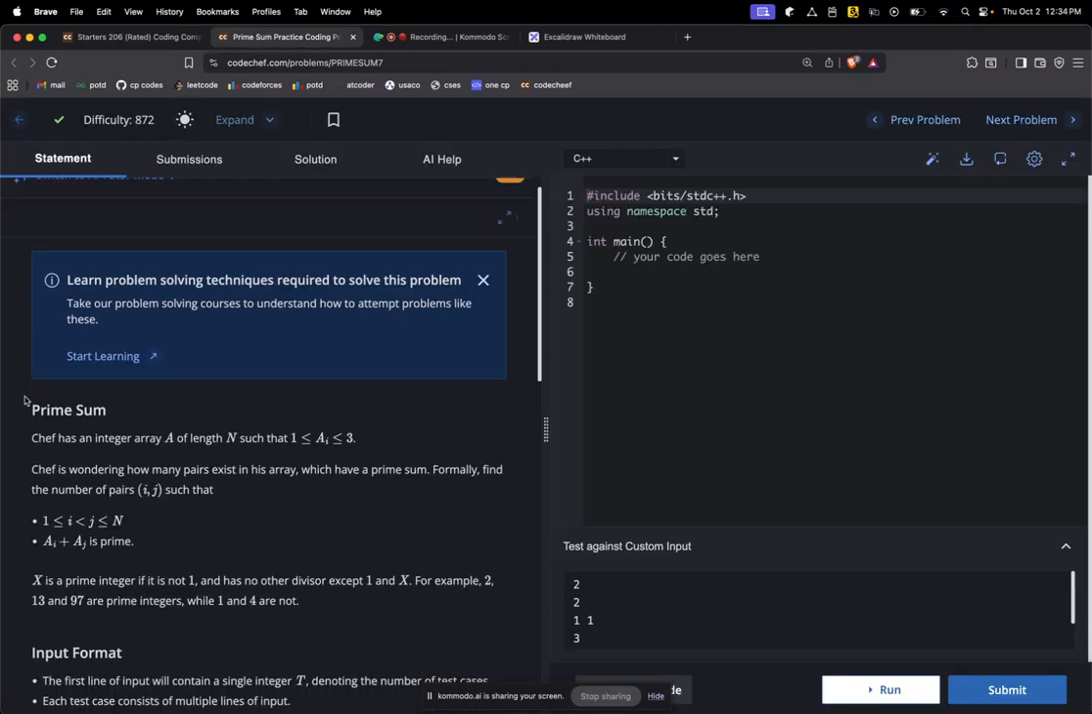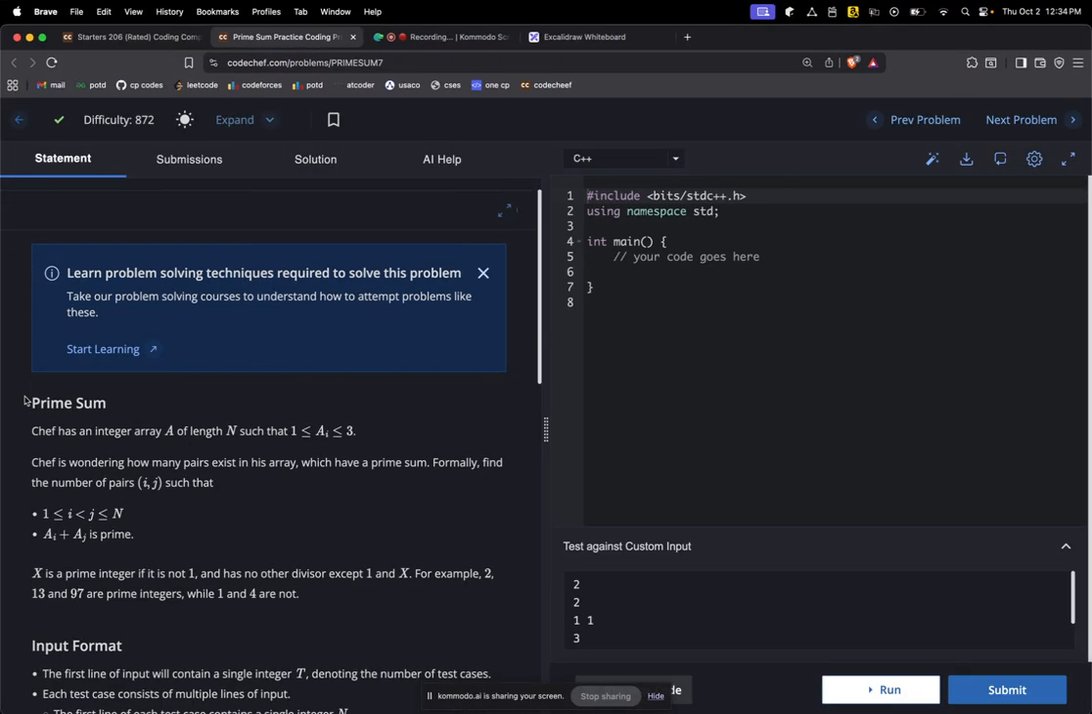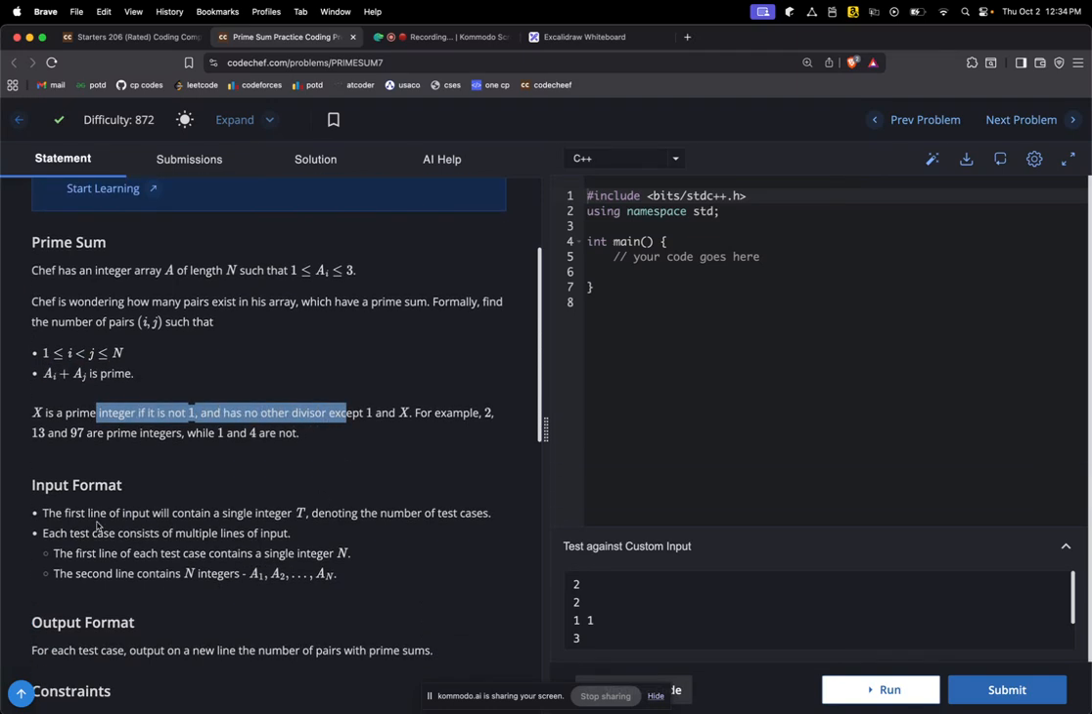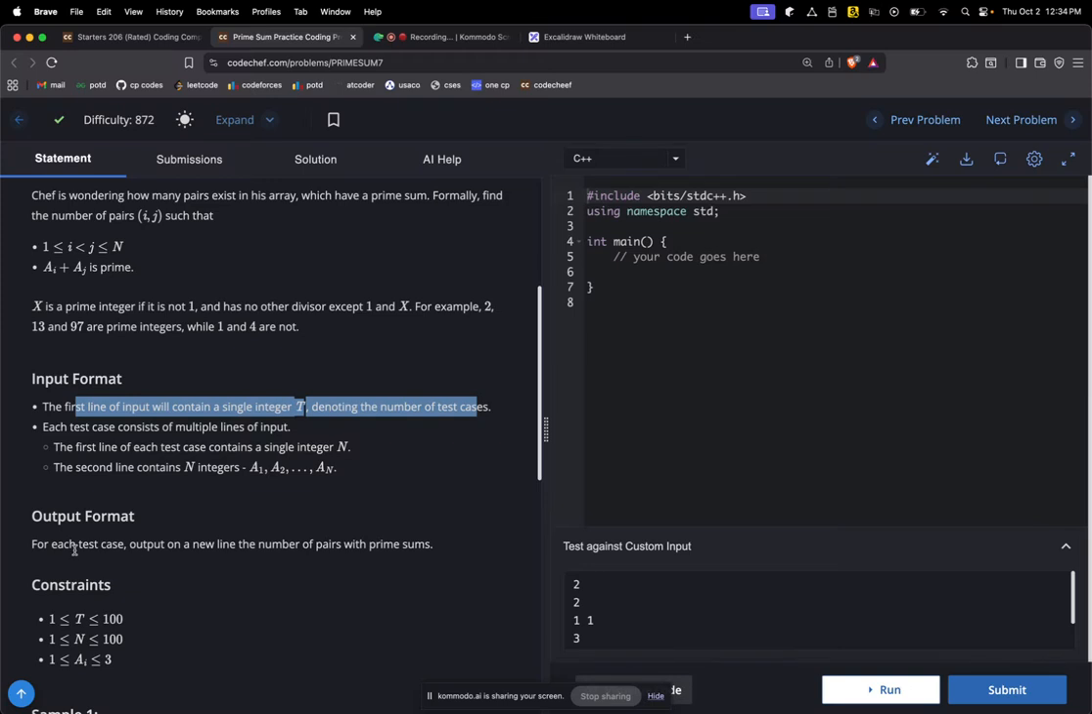What the first problem says is, Chef has an integer array A of length n such that A_i is 1, 2, or 3. This is why the question is very easy, because of the limitation on the values of the array. Chef is wondering how many pairs exist in the array which have a prime sum. Formally, the number of pairs i, j such that i is greater than j and A_i plus A_j is prime. We all know what a prime number is. Input format is fine, and the constraints here are T is 100, N is 100.